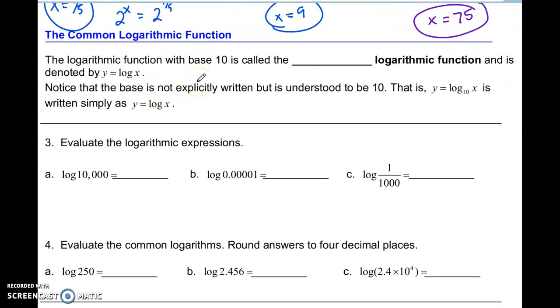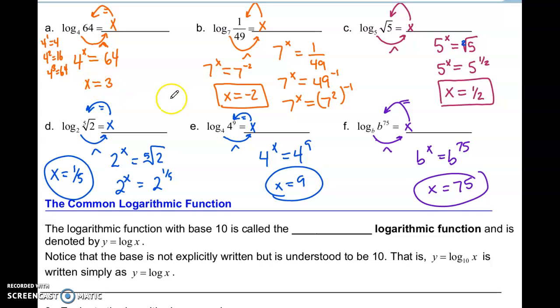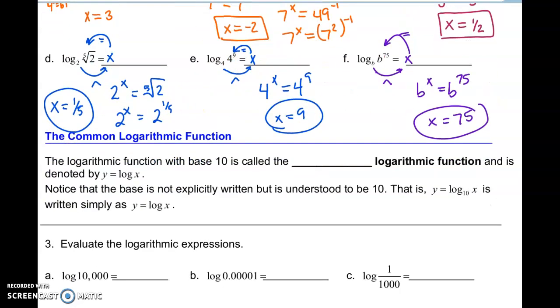Scrolling down, we'll see the logarithm function with a base of 10. So in the ones that we have seen up here, none of these had a base of 10. If you have a base of 10, a base 10 is called the common log function, and it's denoted like this. So just the log x. Log x is known to be a base of 10. So it's not explicitly written, but it is understood to be 10. So this is the same as this.